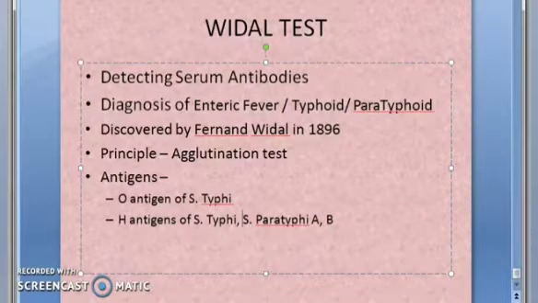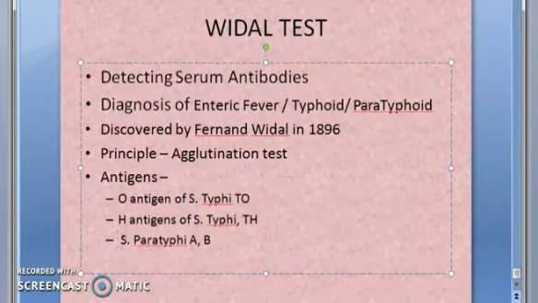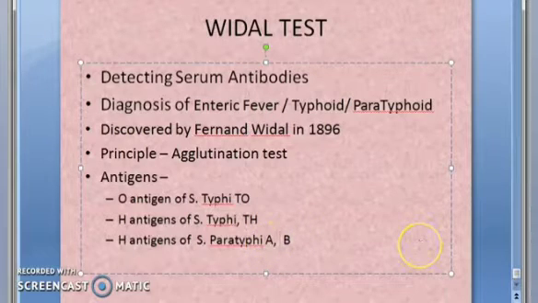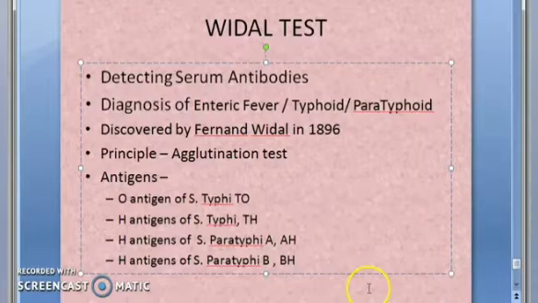So the antigens used are the O antigen of Salmonella typhi, that's called TO. H antigens of Salmonella typhi, that is called TH. Correct, no? Then you have H antigens of Salmonella paratyphi A, those are called AH. And H antigens of Salmonella paratyphi B, that's called BH. Okay. Typhi O, Typhi H, Paratyphi AH, Paratyphi BH.